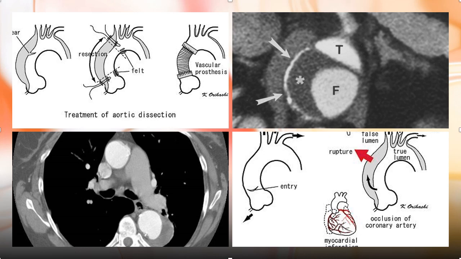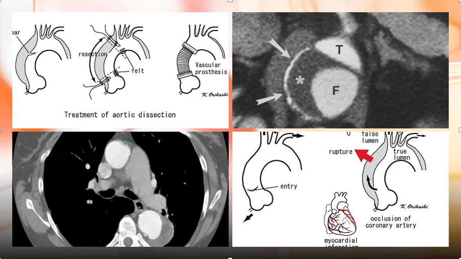Two important points. The first, the treatment. The treatment is sometimes resection and then anastomosis. We must seal the tear. This is by surgery.